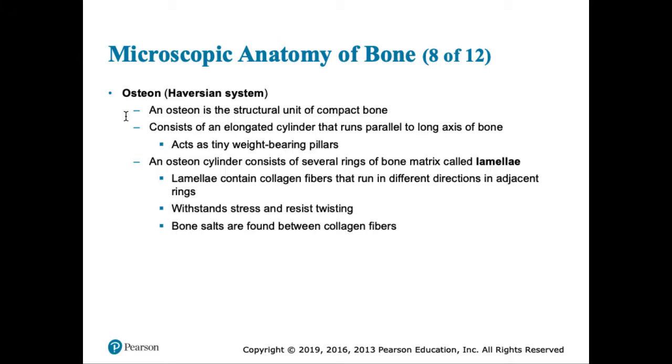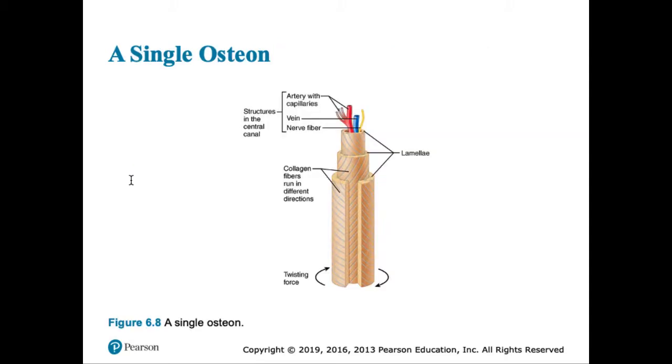An osteon cylinder consists of several rings of bone matrix, and we call these lamellae. Lamellae contain collagen fibers that run in different directions in adjacent rings. It helps withstand stress and resist twisting, and the bone salts are found between these collagen fibers.